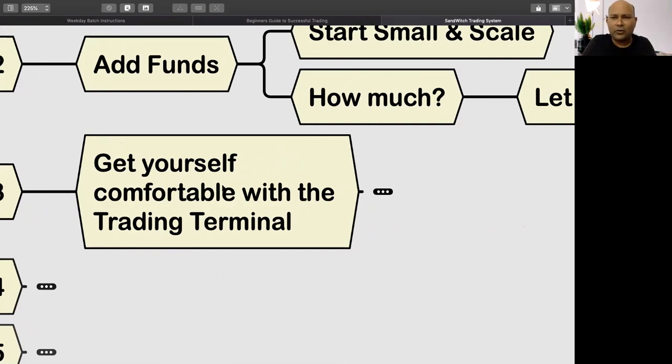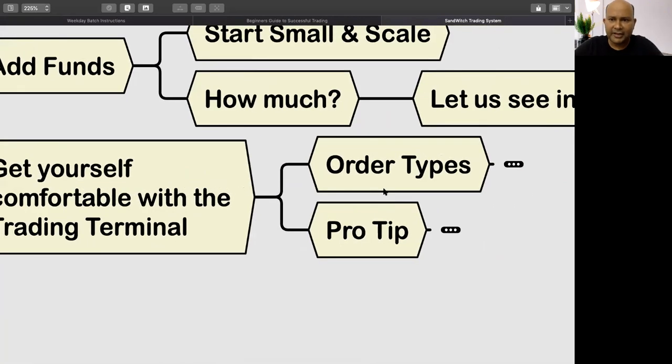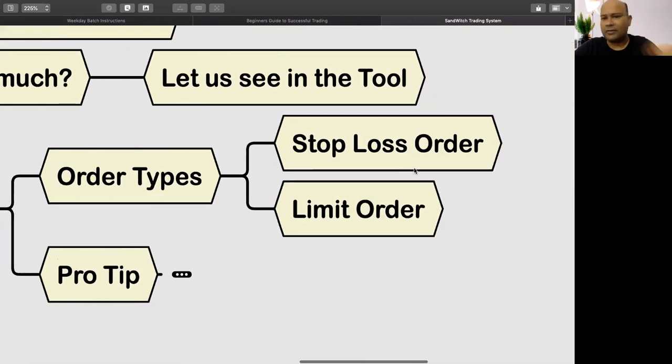Yesterday, what did we look at? Don't compare your chapter 1 with somebody else's chapter 2, chapter 20, chapter 30. Start from chapter 1, go to chapter 2, go to chapter 3, and anyhow I'm there for you in the next 3-4 days. Get yourself comfortable with the trading terminal. There is so much stuff. I will show you the trading terminal, what the order types are, how you add the script and all of that stuff, the stop loss order, limit order.